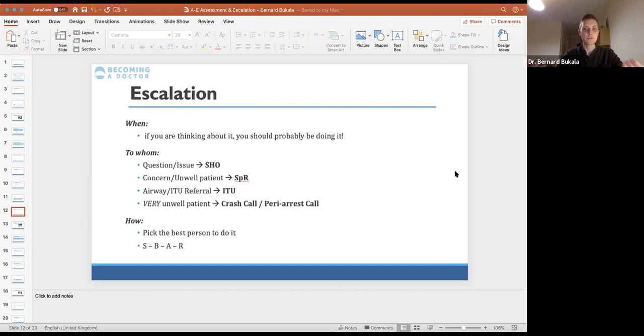Okay. For the same reason, if your consultant is available and is around, you can call them if the patient is unwell or you're concerned about them. But I would say even in practice, if there is a registrar, they will be the ones calling the consultant.